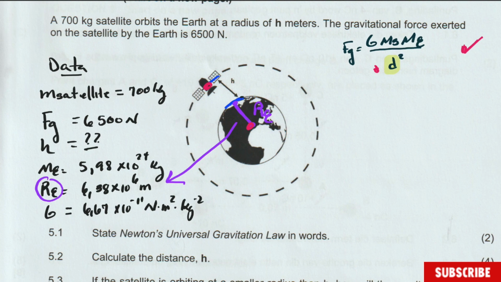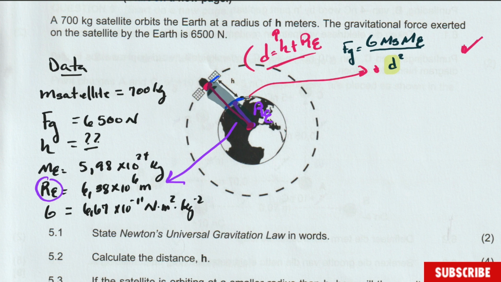So that distance there is going to be the distance from the center of the satellite to the center of the Earth, which in other words is this distance here, guys, and it is going to be equal to h plus the radius of the Earth, and this h is what we are looking for. So this distance is the distance that we are looking for. That is quite simple, and it's important to notice that.